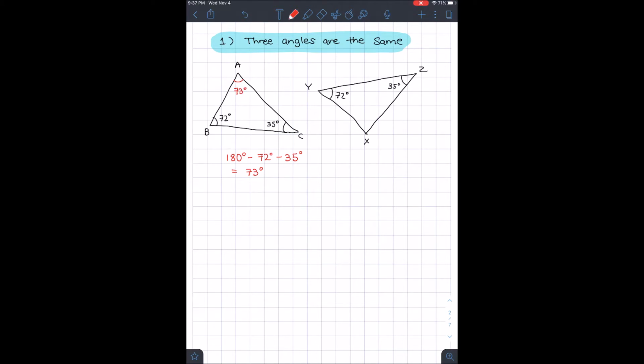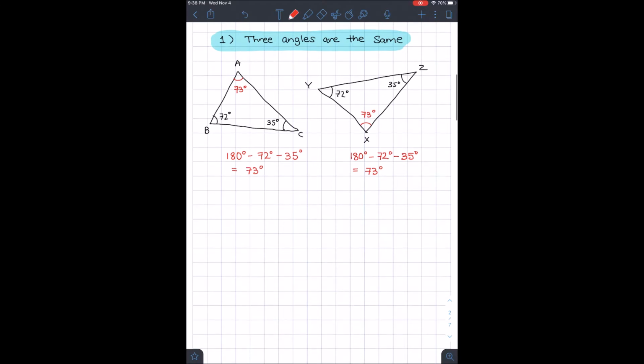Now let's take a look at the triangle XYZ on the right. Again, we have 72 degrees inside this triangle and 35 degrees. To find the missing angle, we can apply the same rule. 180 minus 72 minus 35, and we get the same answer of 73 degrees. Here we can see that all angles are the same for both triangles.